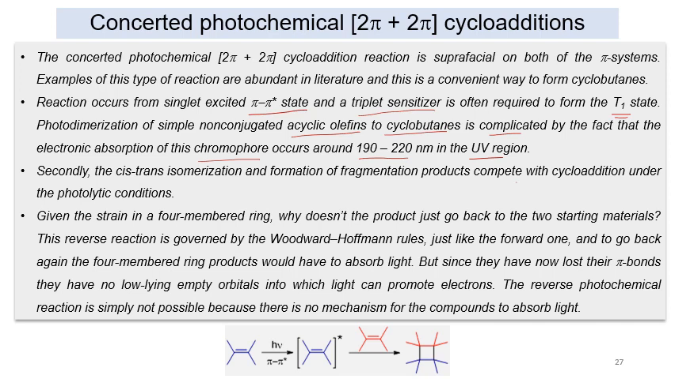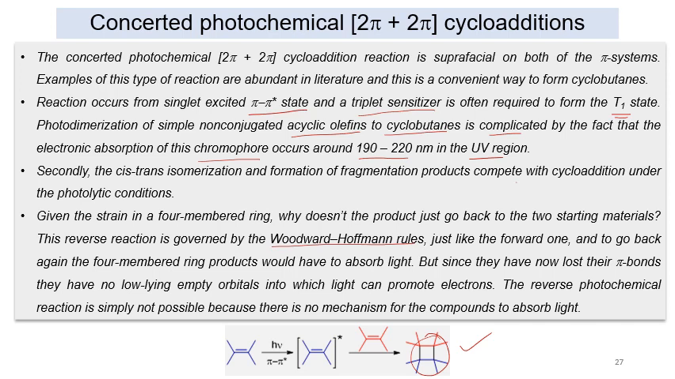So if you consider this particular transformation, one would wonder whether this would be reversible or not. And one would also wonder, if such a strained molecule has to be formed, why doesn't it just go back to the starting material? Now the reverse reaction has to also be governed by Woodward-Hoffmann rules, right? Just like the forward one.